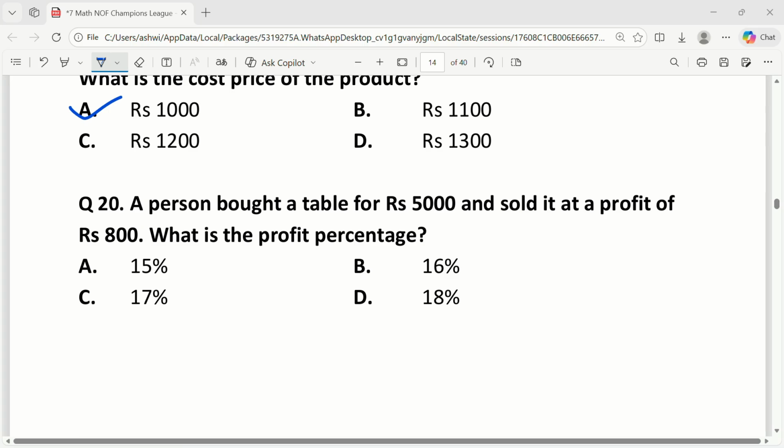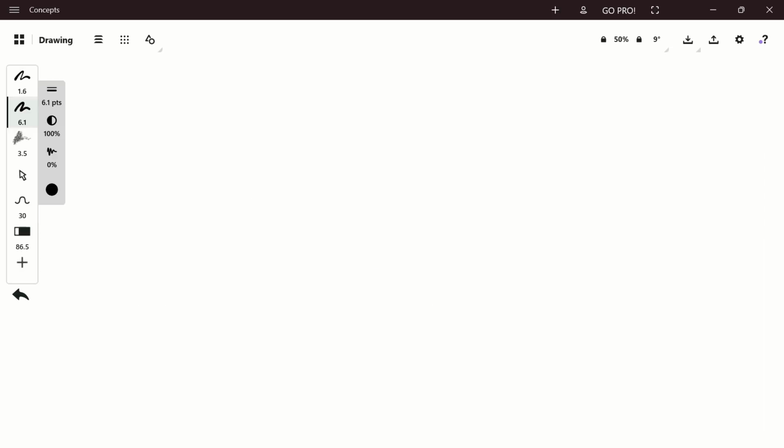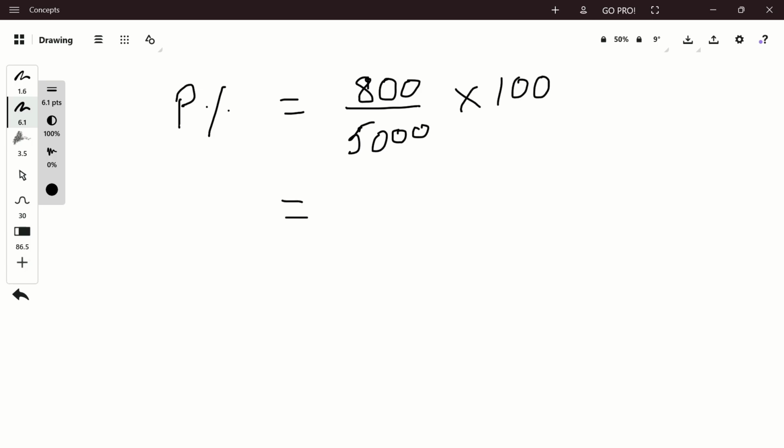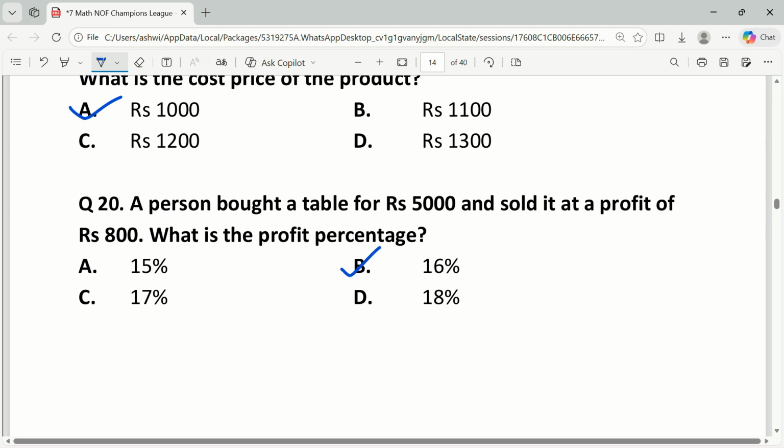Question 20. A person bought a table for rupees 5000 and sold it at a profit of 800. What is the profit percentage? The cost price is 5000 and the profit amount is rupees 800. The profit percentage is calculated as the ratio of profit to cost price multiplied by 100. So profit percentage is equal to profit, that is 800, upon cost price, that is 5000, into 100, which is equal to 16%. Comparing with the options, the answer is B, 16%.